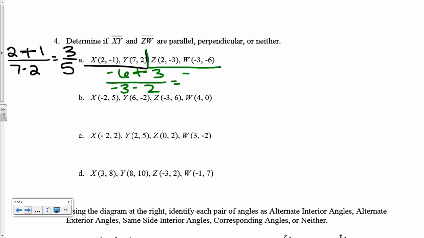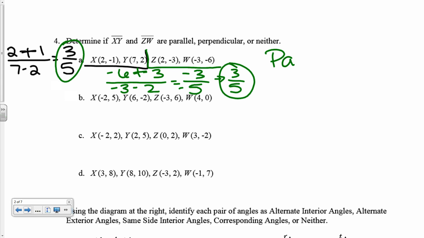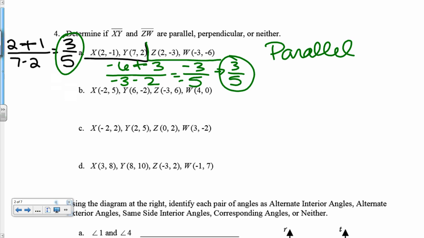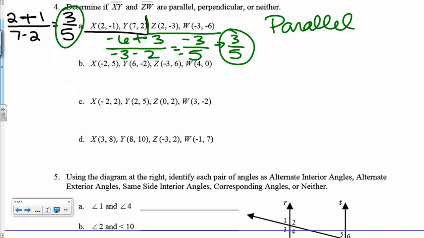I get negative 3 over negative 5, which simplifies to a positive 3/5. So since these are the same, this is parallel. B, same thing.